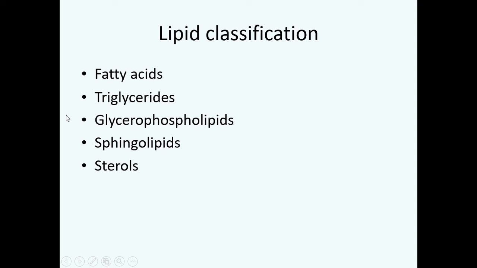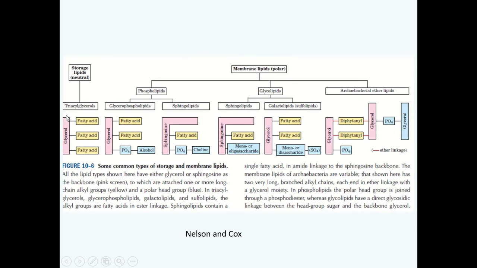including fatty acids, triacylglycerols, glycerophospholipids, sphingolipids, and sterols. In this lecture, we are going to study about these various types one by one. This is a chart which summarizes various different types of lipids.